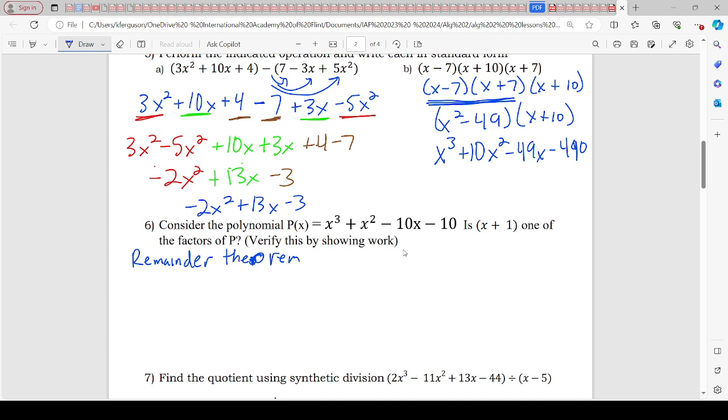Or you could use synthetic division. Or just regular division if you want, whichever one you want to do. So the remainder theorem says if I take the opposite of this and plug it in here, I should get 0. So the opposite of that is negative 1. So I'm going to take p of negative 1. Wherever there's an x, I'm going to plug in a negative 1. So negative 1 cubed plus negative 1 squared minus 10 times negative 1 minus 10.